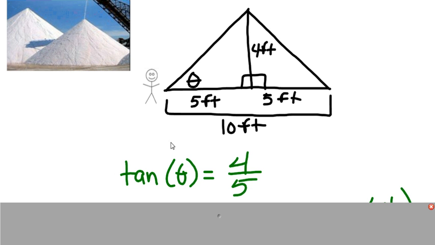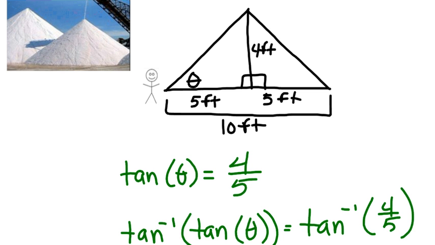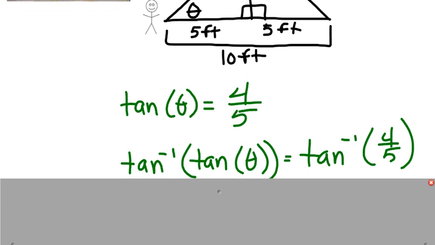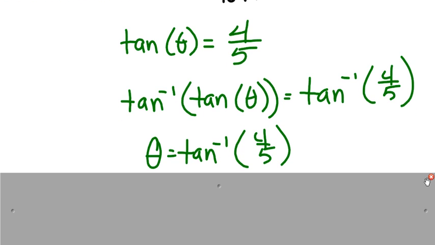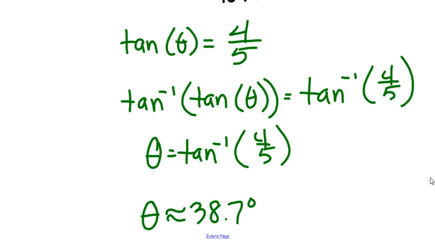So I have to undo my tangent function. We know to undo functions, we must use their inverses. So we'll take the inverse of each side. The tangents will undo, so theta is equal to the inverse tangent of 4/5. All we have to do is enter that into our calculator and we can get an approximate value. So theta is approximately 38.7 degrees.